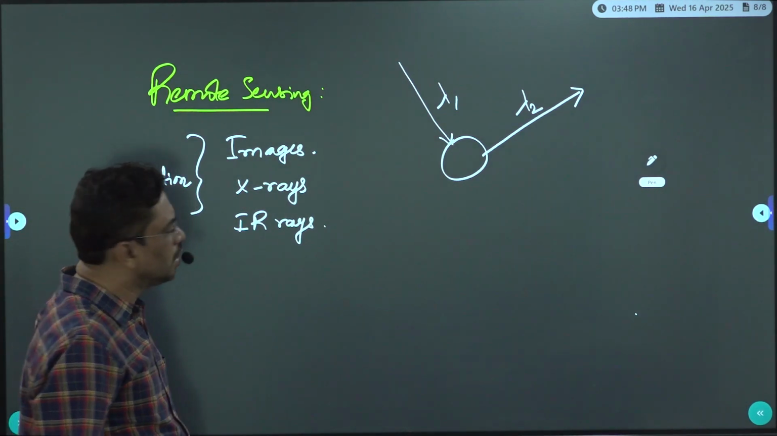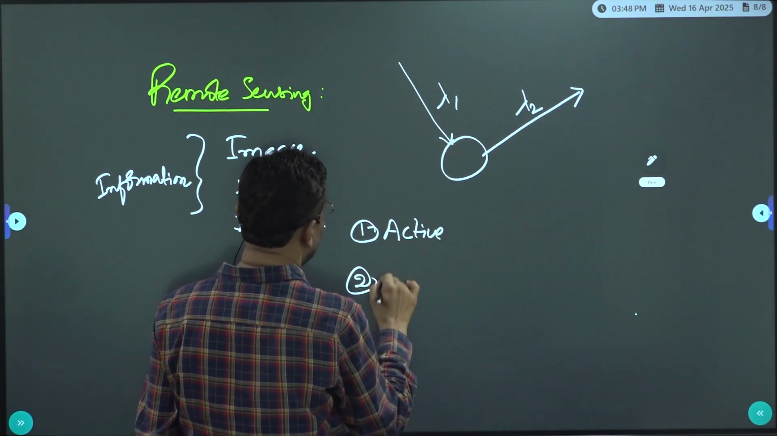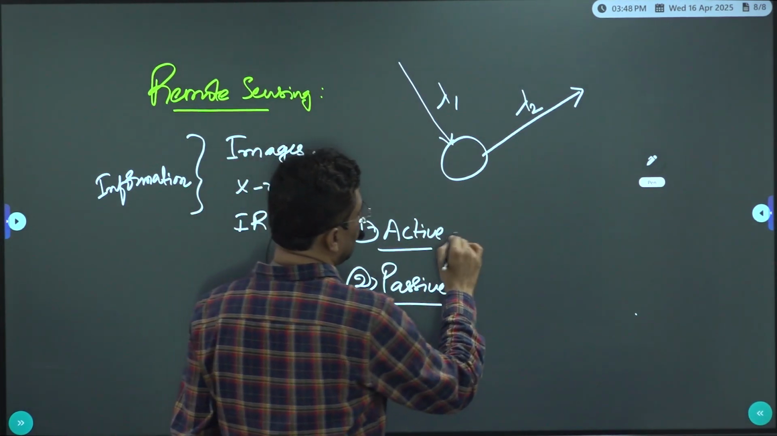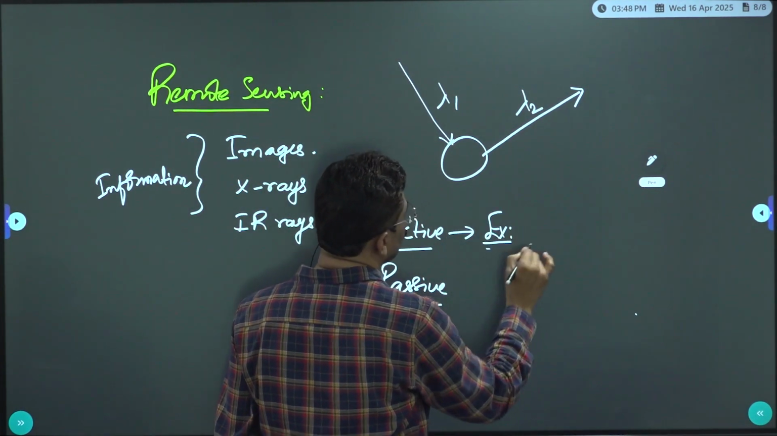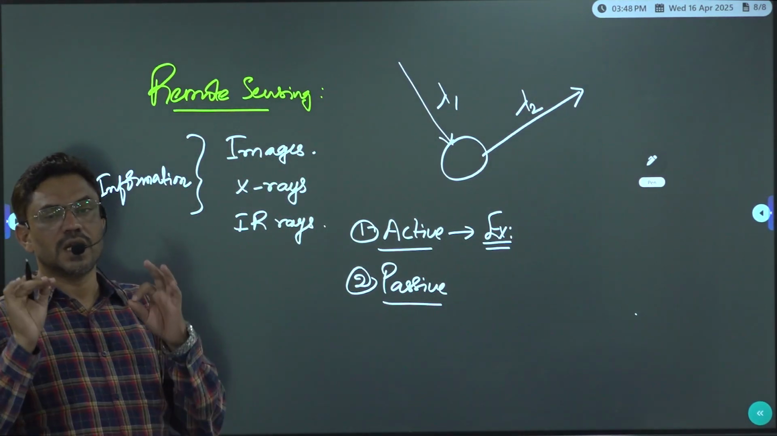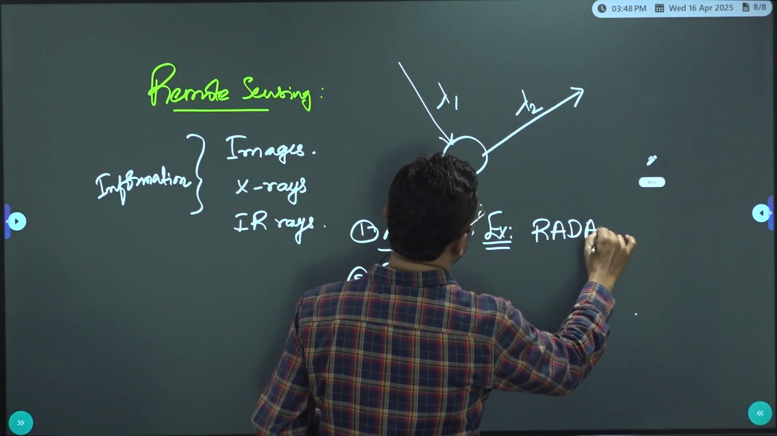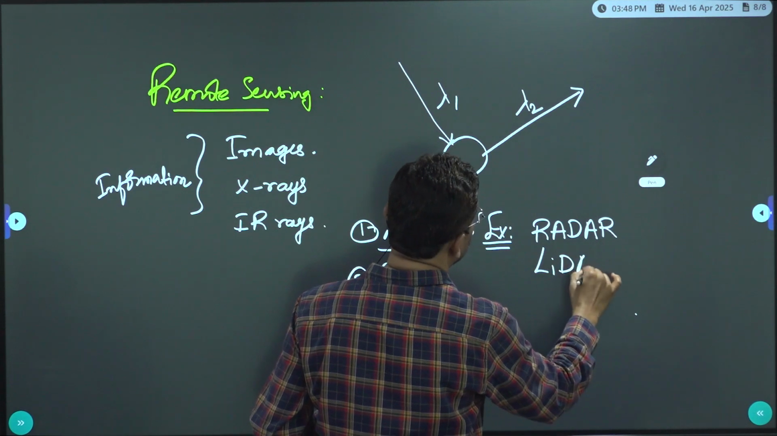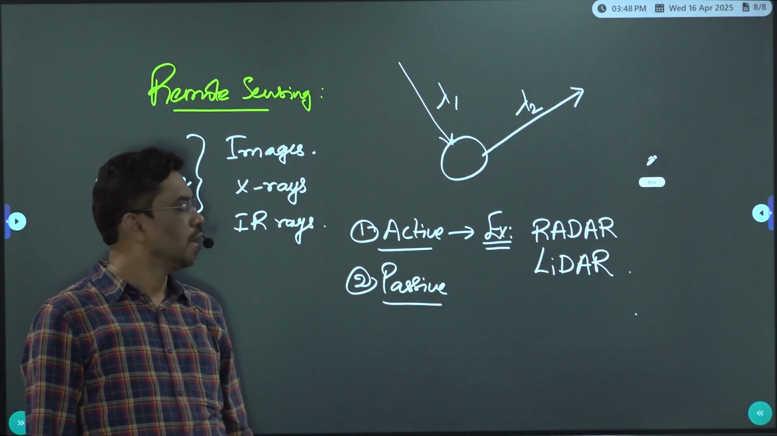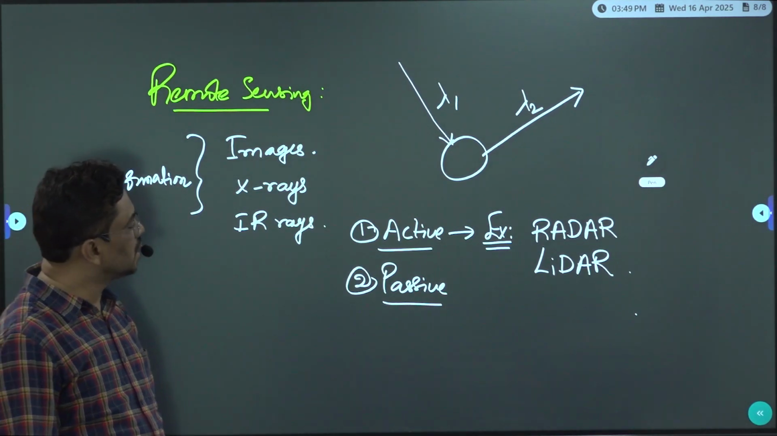This remote sensing may be of two types: active remote sensing and passive remote sensing. Active remote sensing means here we use some sensors. These sensors will emit the radiations. For example, radar and lidar. Radar means radio detection and ranging, and lidar means light detection and ranging. These are examples of active remote sensing.